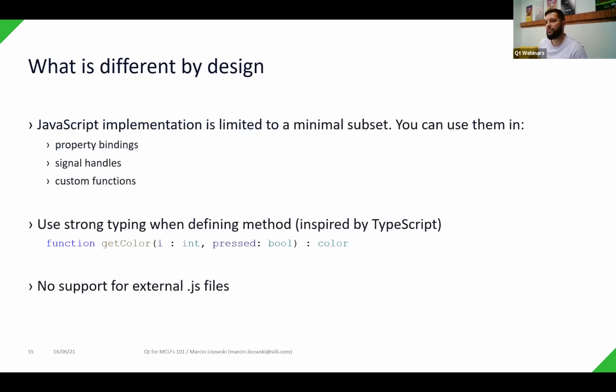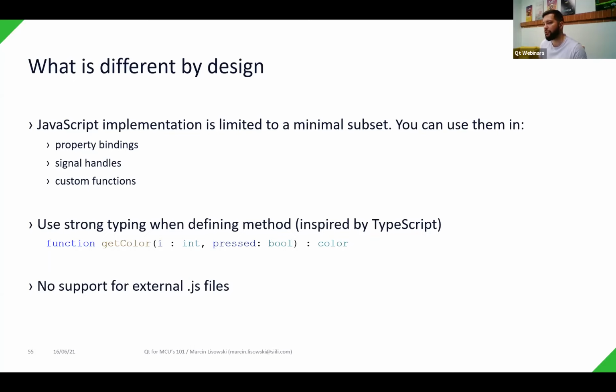Going further, the JavaScript implementation is just a subset of it, and there is a minimal subset written on the slide, but in general, there is no strict definition of what that minimal subset is. But for sure, you can use it for property bindings. You can use signal handlers written in JavaScript, and you can write custom functions in JavaScript. So you can be sure that at least those three things are always working for you.